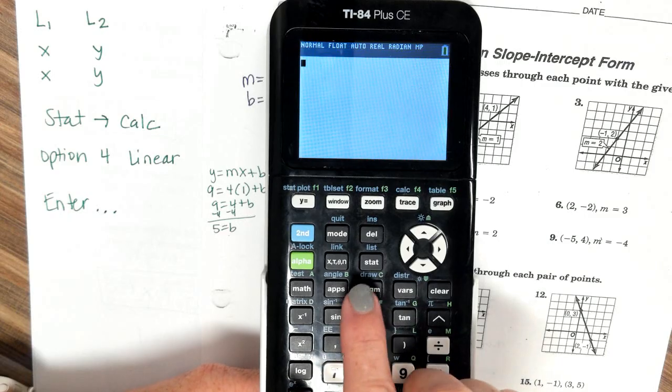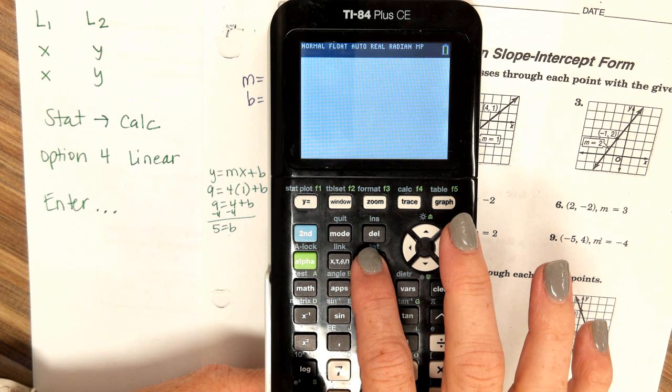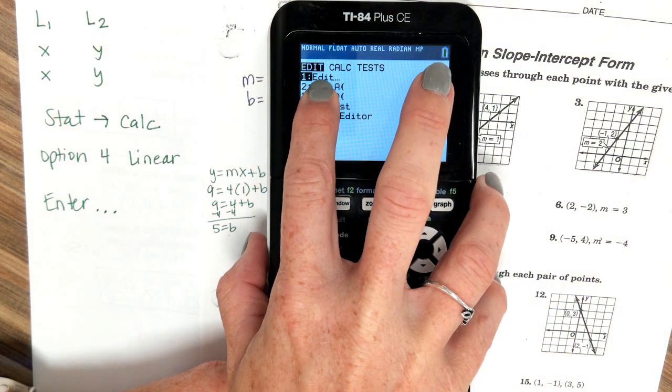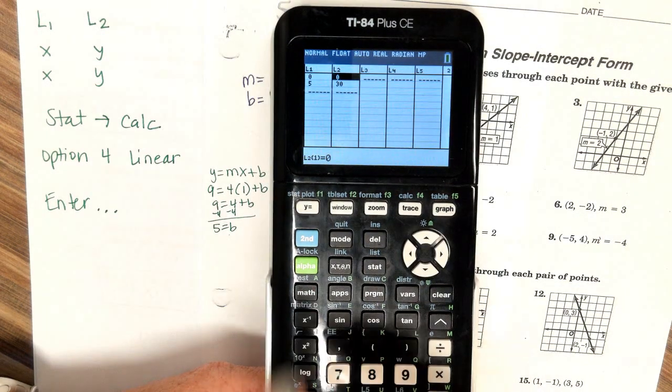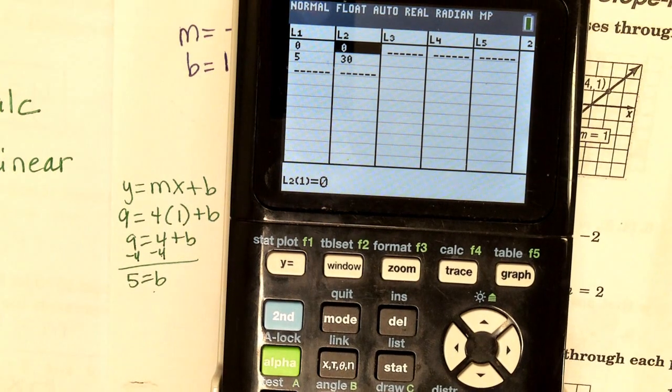Stat. So everybody find the stat button. It's right here below delete. Everybody found it? You're going to choose which option? Edit, number 1. Now, notice how I have stuff in because I've been using it. So I want to show y'all how to clear it out.